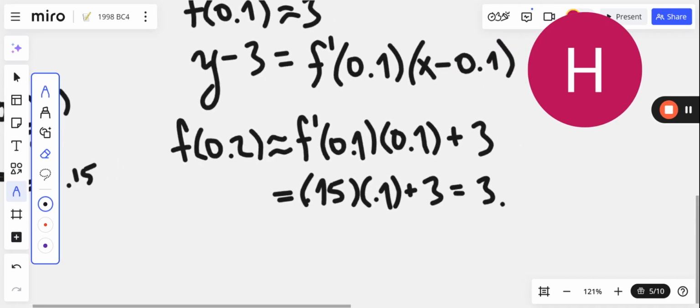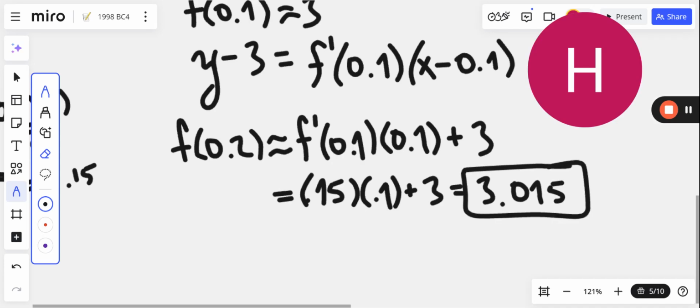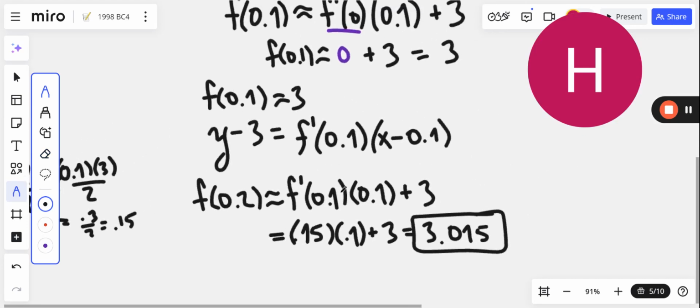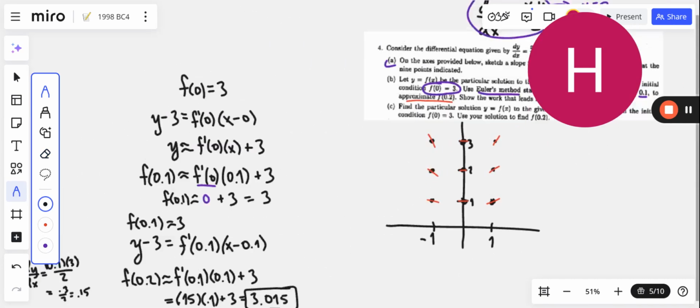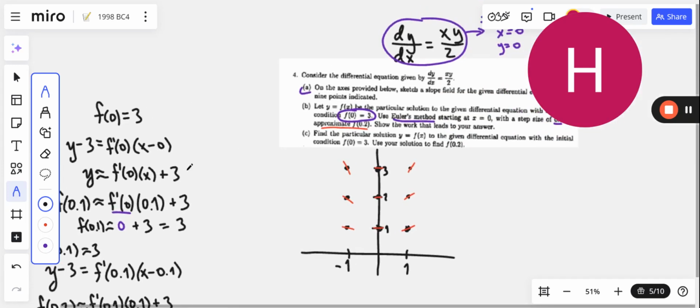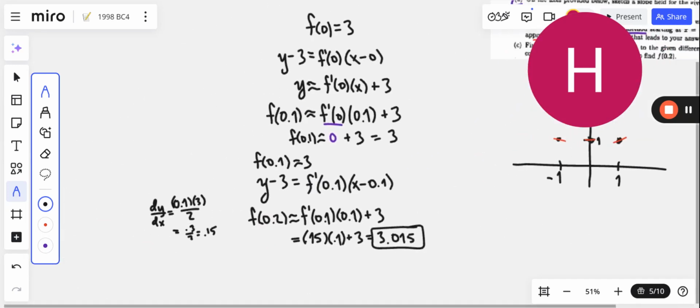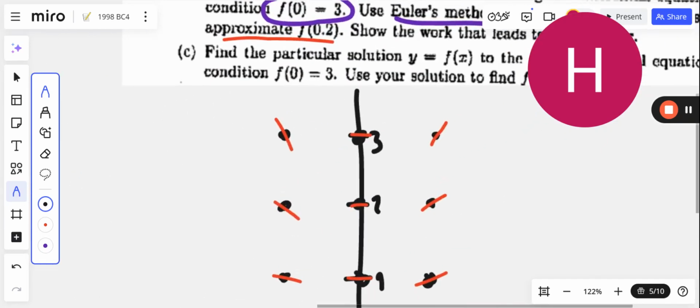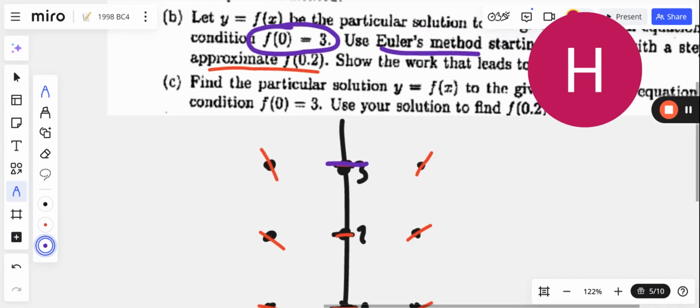So that gives us 3.015. That is our approximation for f of 0.2. Okay, so we used the slope field to say, well, we know that there's a point here, and that means that there would be a flat slope, so we're just going to go along that flat slope for a little spot. And then we stop at 0.1 and say, wait, what's the slope here at 0.1?